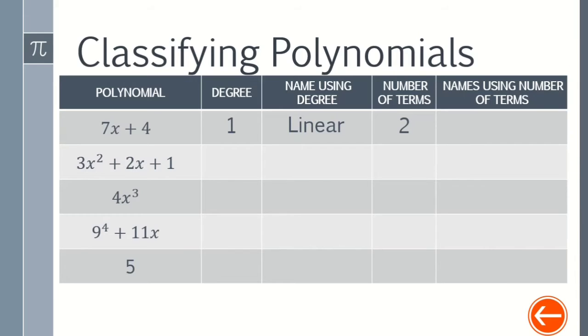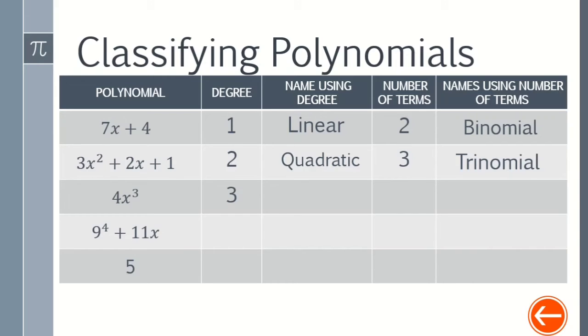Bakit? Yung first term natin is 7x. Yung second term is 4. At siya ay tinatawag din na binomial. Next, meron tayong 3x squared plus 2x plus 1. Meron siyang 2 degree. Or 3x squared. Tingnan lang natin yung first term at makikita natin yung degree. At kaya ang tawag sa kanya ay quadratic. Meron siyang number of terms na 3 kasi ang first term niya ay 3x squared plus 2x plus 1. Kaya ang tawag sa kanya ay trinomial.